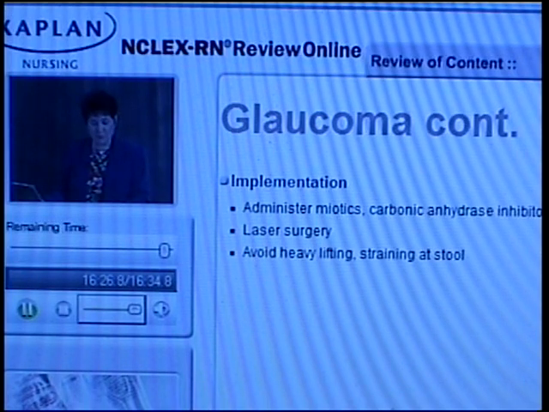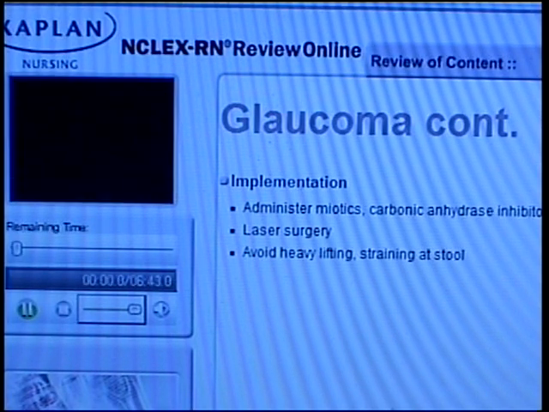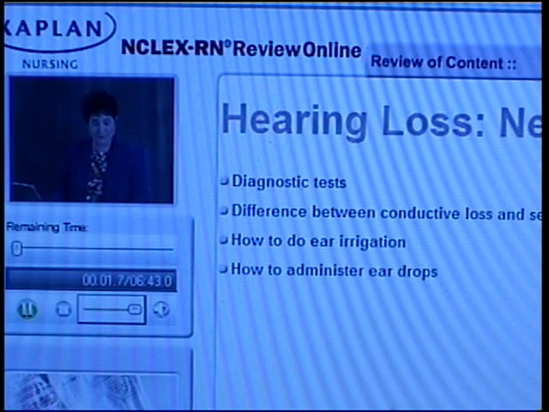With glaucoma, they will use laser surgery, and after the surgery, the patient should know to avoid heavy lifting or straining at stool. Let's now talk about the ears, and the first thing we're going to talk about is hearing loss.